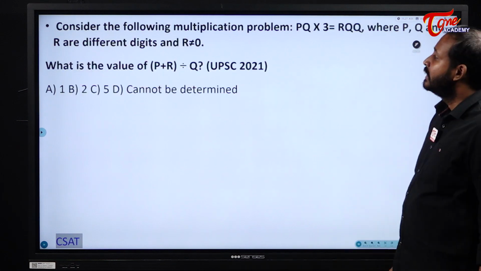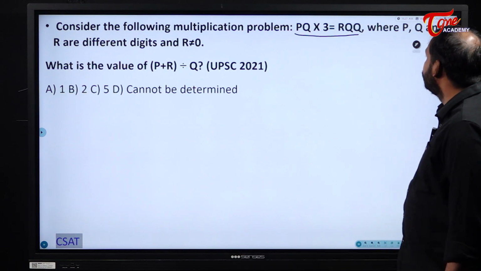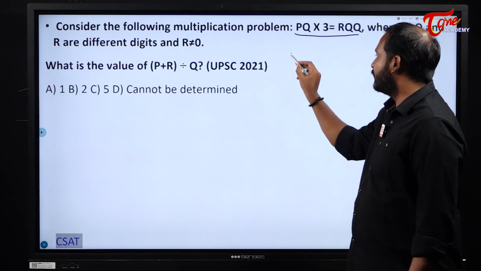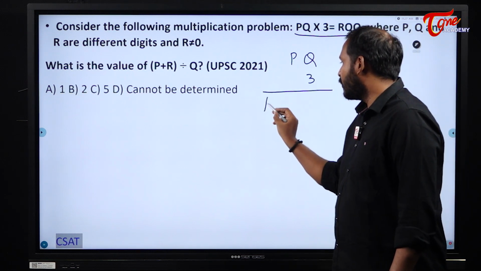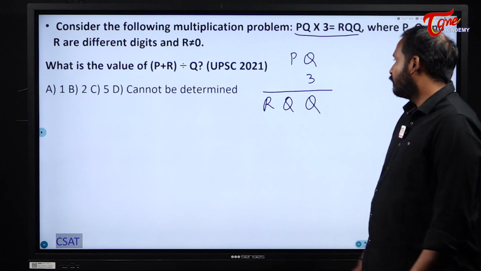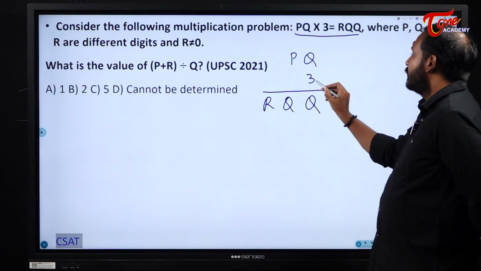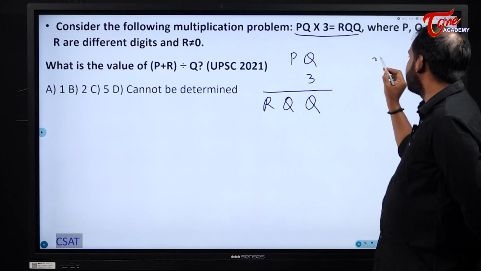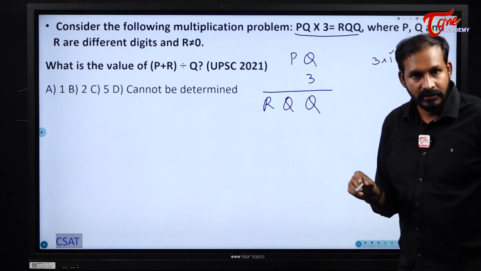Okay. Next one. Consider the following multiplication problem. PQ into 3 is equal to RQQ, where P, Q and R are different digits. Now see here students, what they are telling is PQ, when I multiply with 3, what output should I get? RQQ. Right. Now please observe here students, when I multiply with a digit, the unit digit should be the same digit. For example, if I multiply 3 with 1, what is the unit digit I will get? 3. But it is 1 and it is 3. This is not matching.